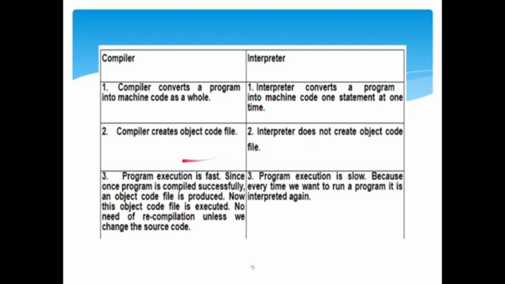And if you talk about program execution, obviously compiler program execution is fast because it converts the machine code as a whole, right? Whereas interpreter execution is slow because every time we want to run a program, it is interpreted again and again.